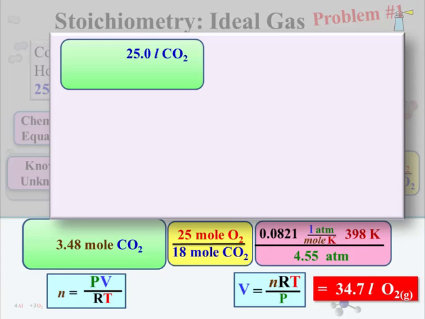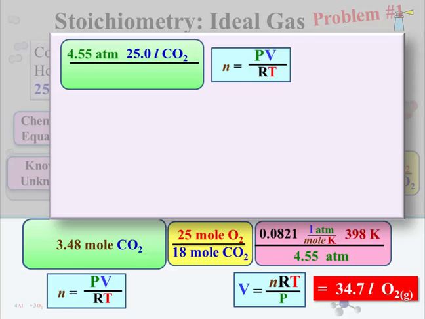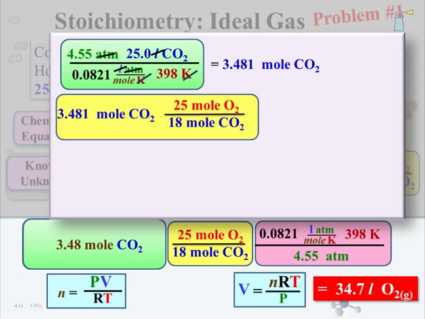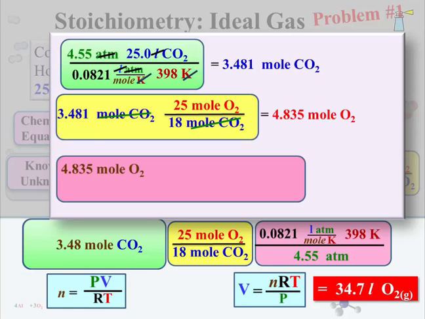The given volume amount of 25.0 liters of CO2 is converted into moles of CO2 using a modification of the ideal gas law. Inserting pressure, the gas constant R, and temperature, and canceling units gives an equivalent value of 3.481 moles of carbon dioxide. Insert that value before the mole ratio. Canceling moles of carbon dioxide leaves 4.835 moles of oxygen.